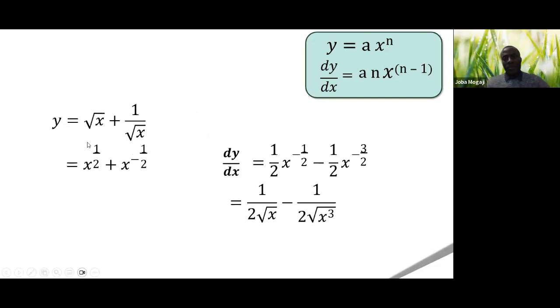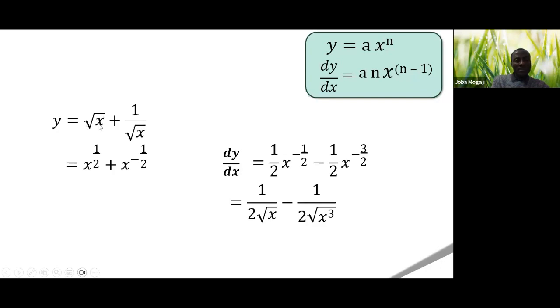Now, remember, to differentiate any function y equals ax raised to the power of n, your dy/dx is equals to anx raised to the power of n minus 1. We were told here that y is equals to square root of x plus 1 over square root of x, that we should differentiate this with respect to x. To differentiate this with respect to x, the first thing we need to do is to rewrite this expression.